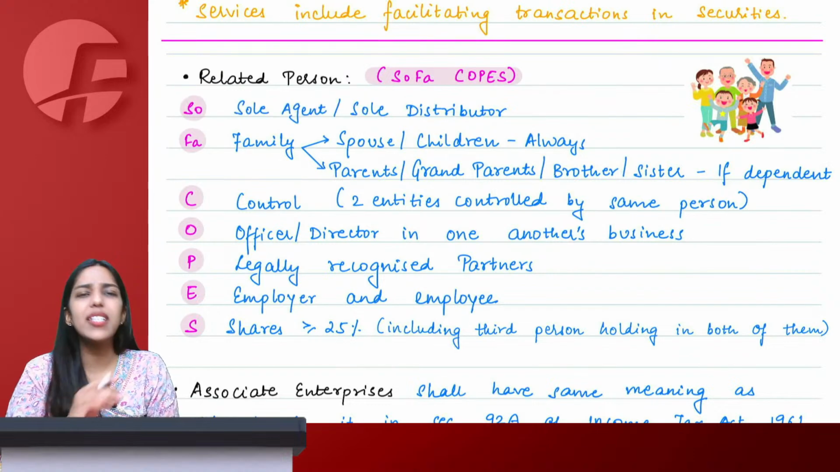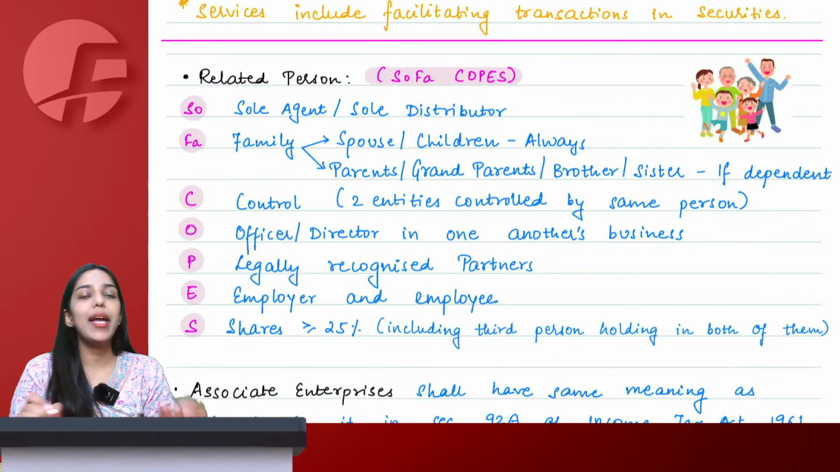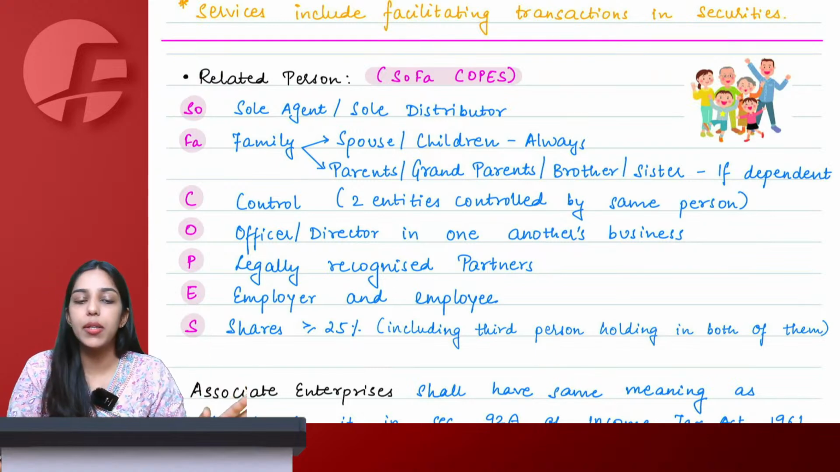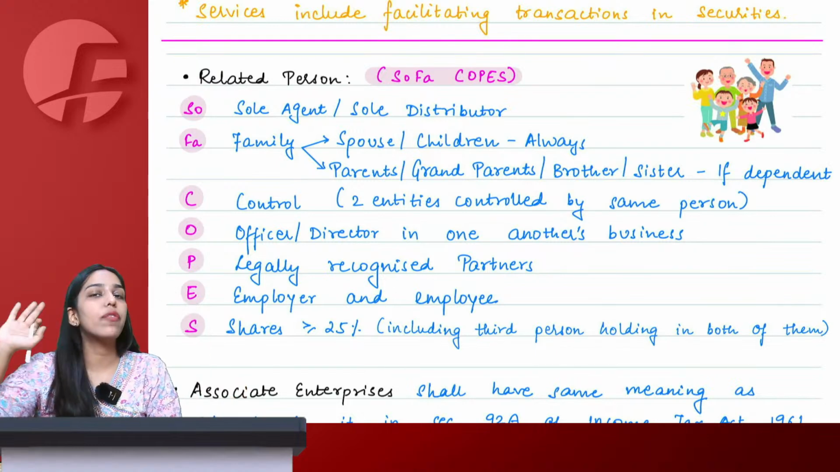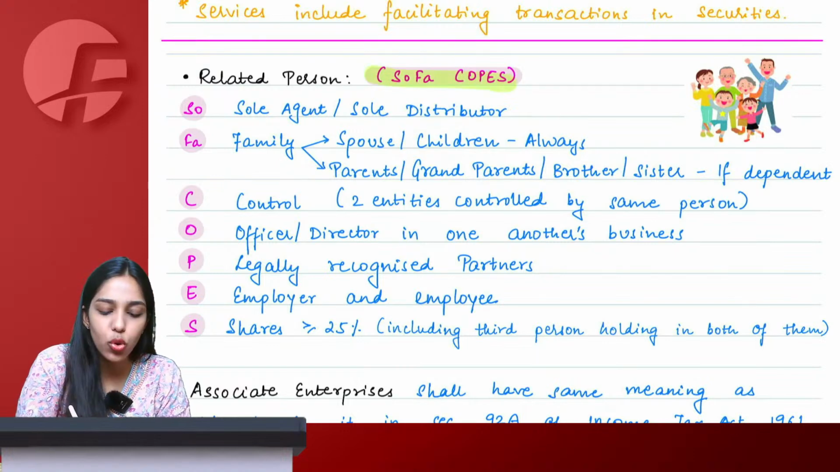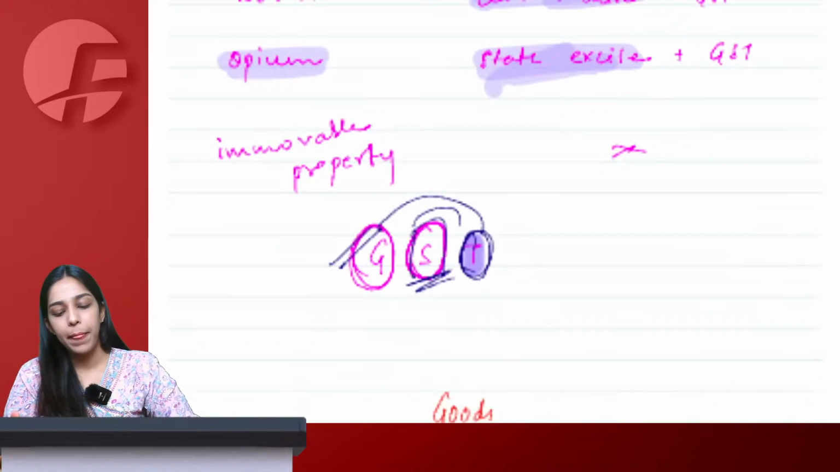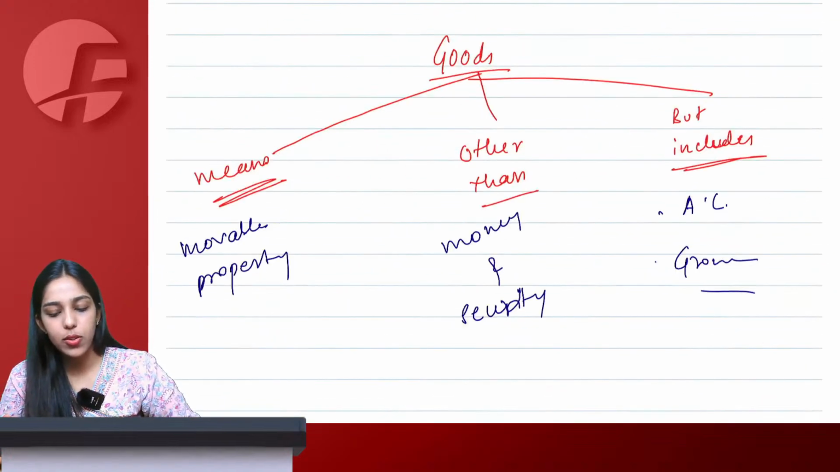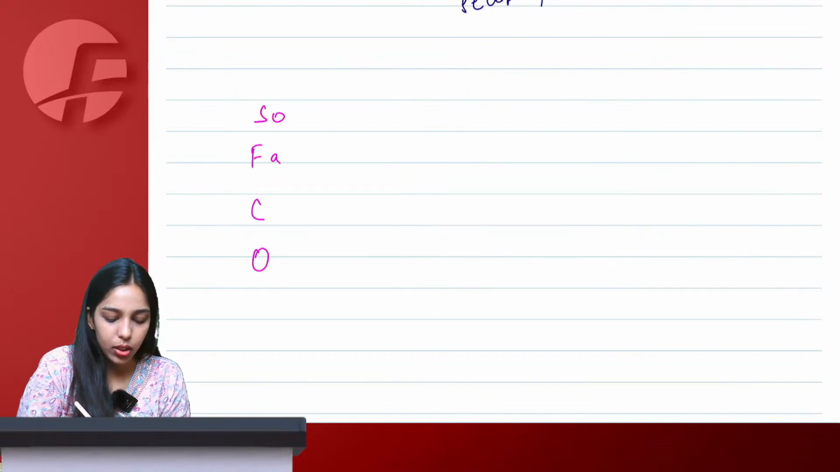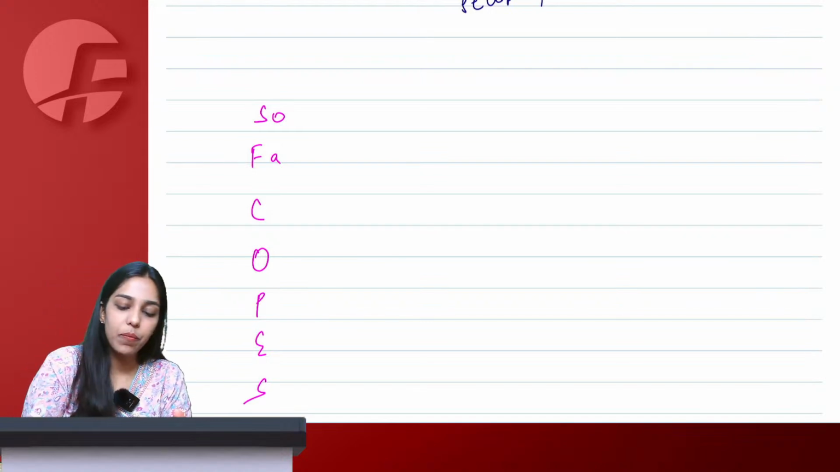So to make it very simple for you, I've made this mnemonic, SOFA COPES. Anyone outside SOFA COPES will never be your related person, no matter how lucrative the question is. Only and only persons covered in SOFA COPES will be treated as your related person. Let's see one by one what is SOFA COPES. These are related persons under GST.